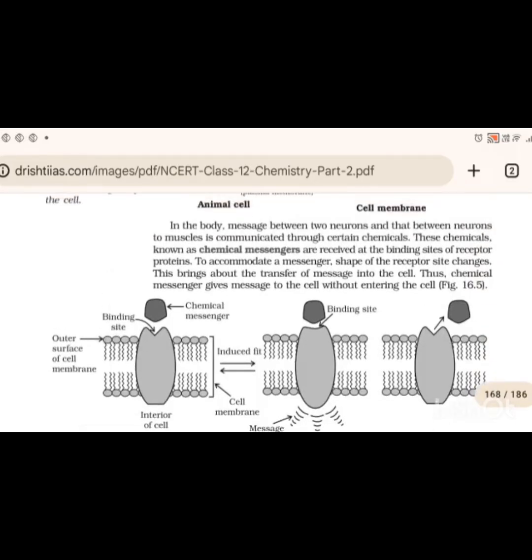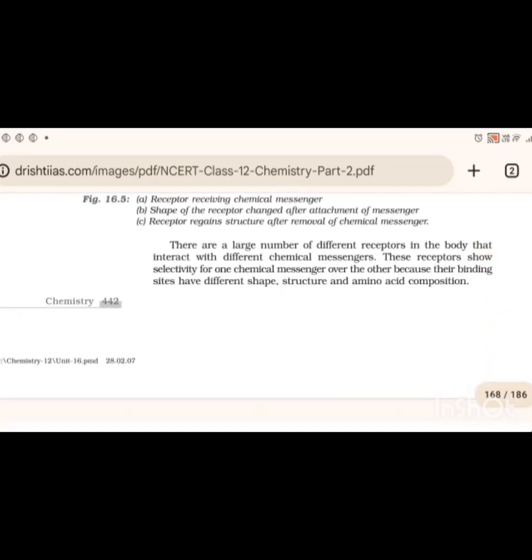In the body, messages between two neurons and between neurons and muscles are communicated through certain chemicals. These chemicals, known as chemical messengers, are received at the binding sites of receptor proteins. To accommodate a messenger, the shape of the receptor site changes. There are a large number of different receptors in the body that interact with different chemical messengers.